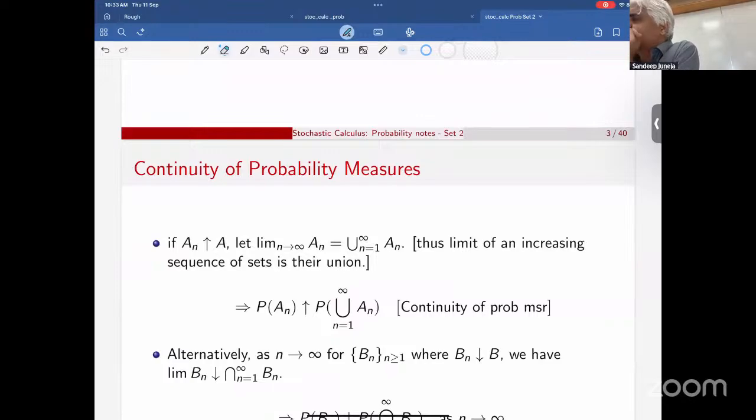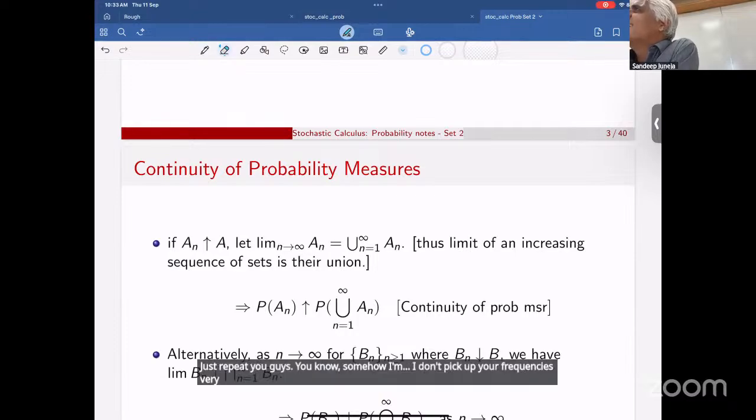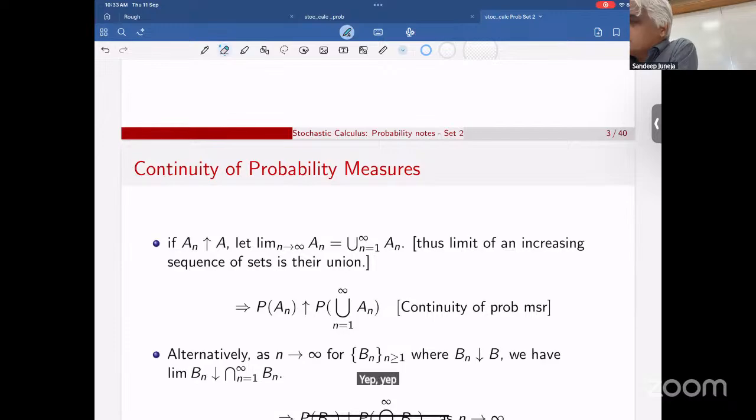But is there any such... Just repeat that. Somehow I don't pick up your frequencies very well. Yeah, basically, the convergence is about the measure of the set in terms of mean.